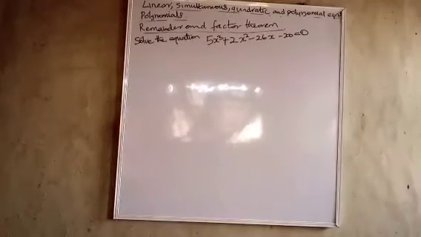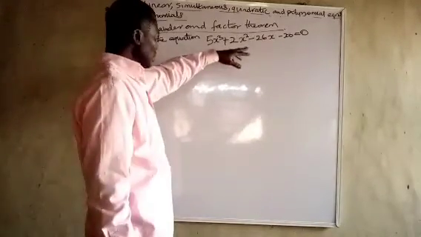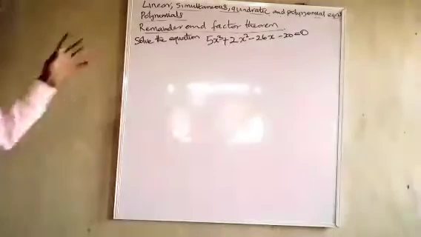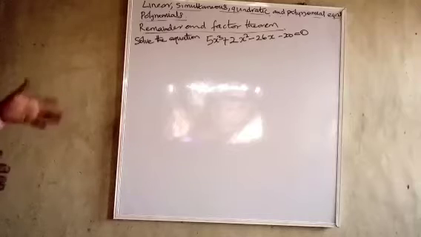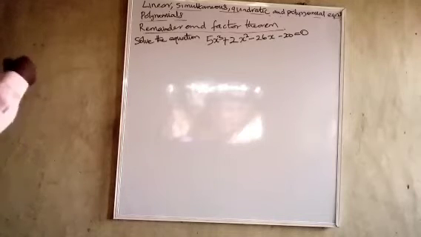Now look at this. It says solve the equation 5x cubed plus 2x squared minus 26x minus 20 equals 0. Please, I want you to know the difference. When we have f(x), we might be asked to find the factor, factorize. So in this instance, what they are just asking us is, what will be the value of x that will give 0?